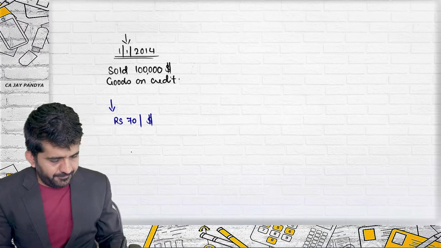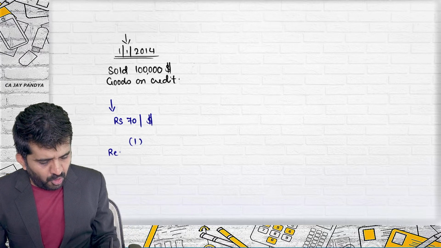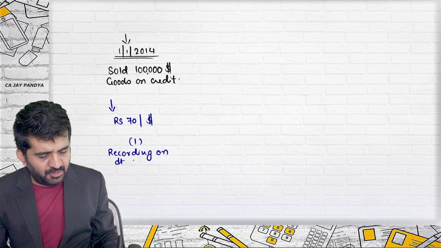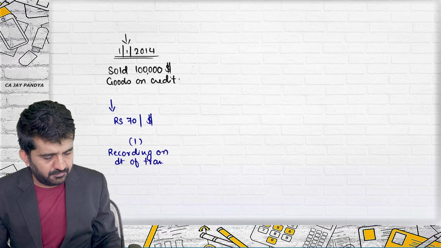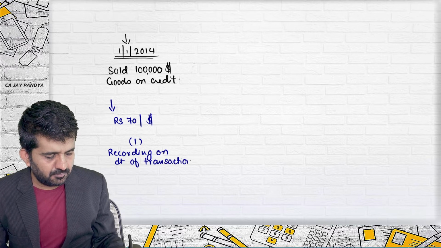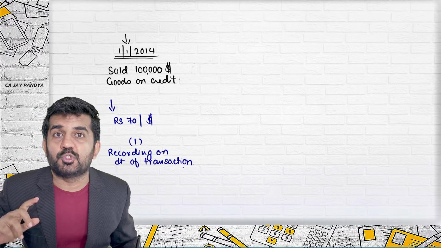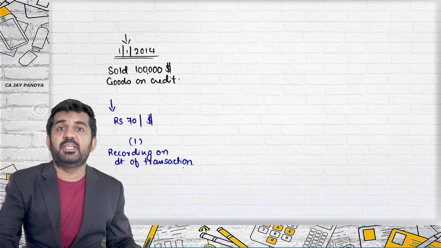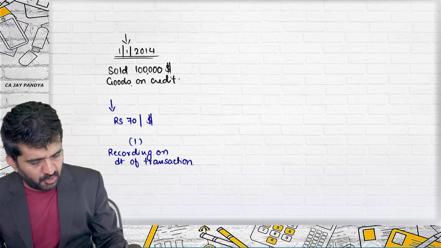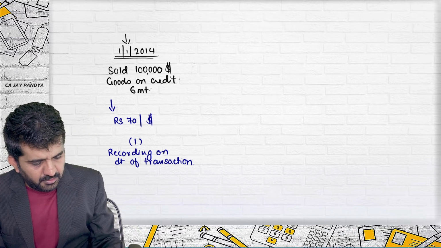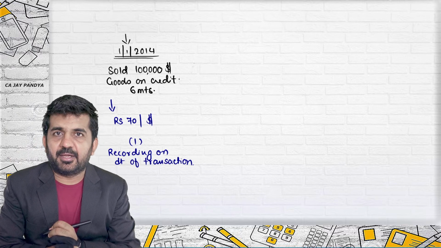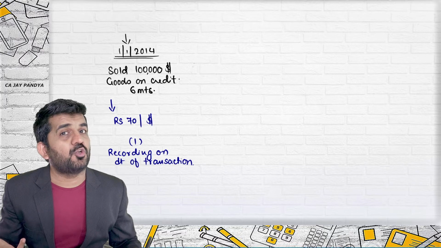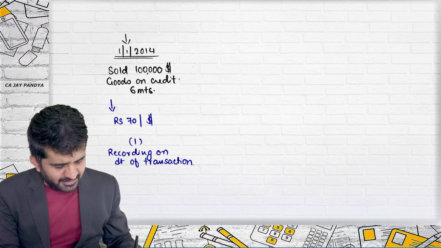First problem: recording on the date of a transaction. Which rate should we use? Today's rate, tomorrow's rate, yesterday's rate, day after tomorrow's rate? This money is receivable after 6 months, on credit for 6 months. So should we use the rate after 6 months? If yes, we do not know the rate after 6 months. So do you understand? This is my first problem.